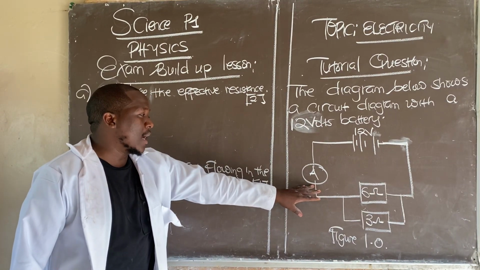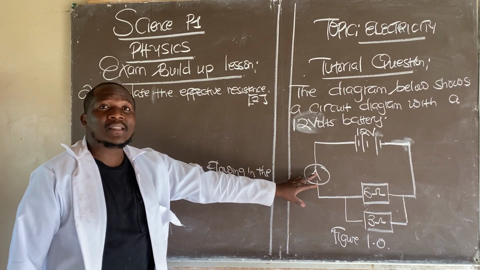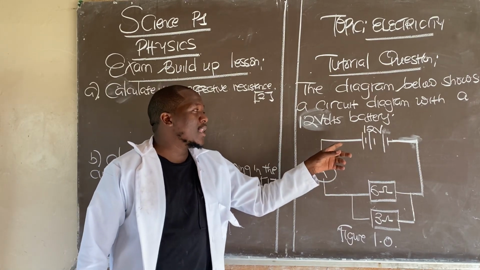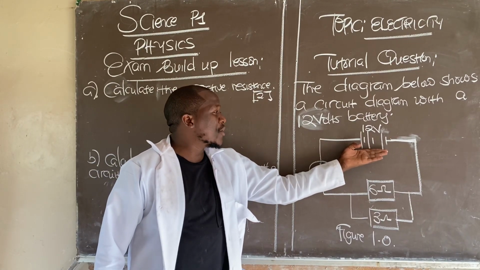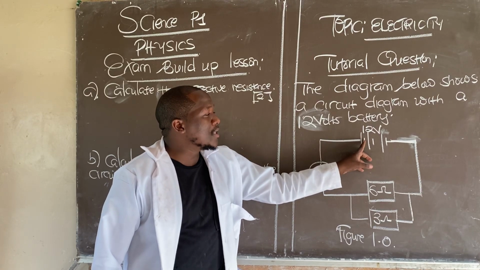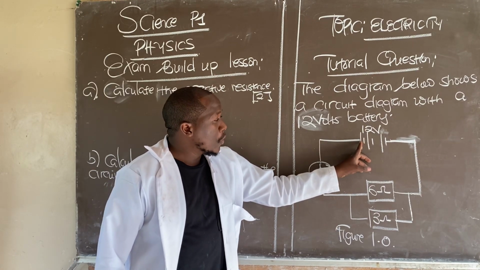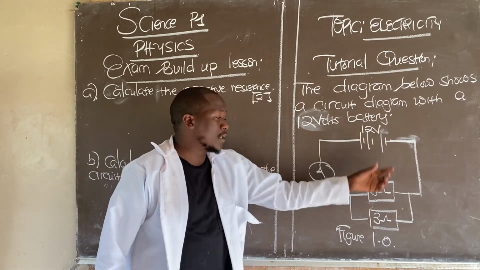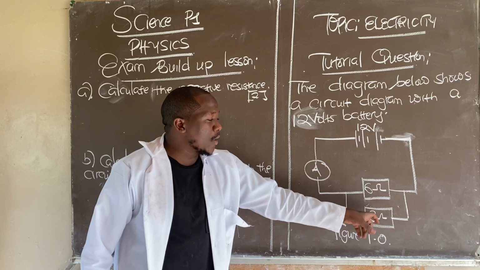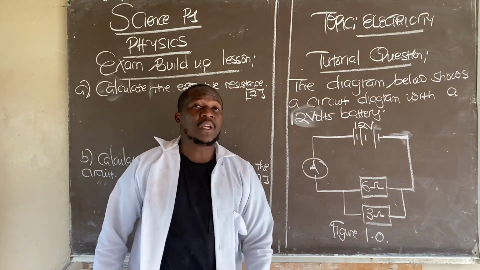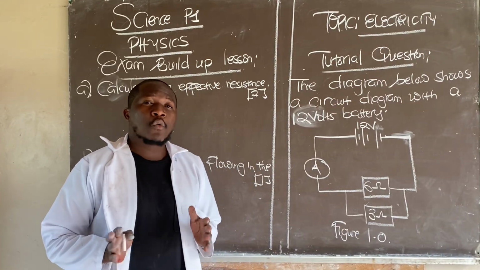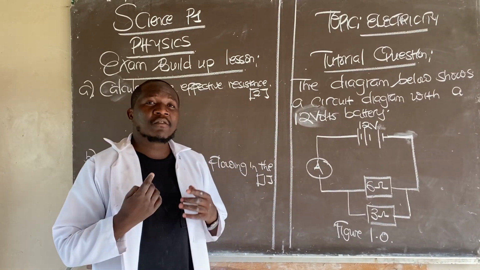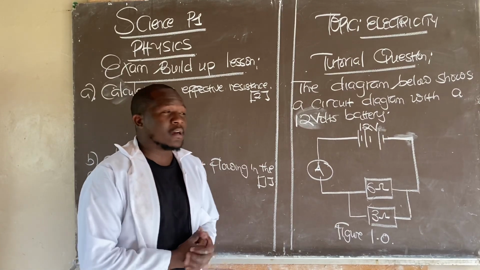This is a circuit diagram. This A implies it is an ammeter. An ammeter measures the flow of current in the circuit. This one is a battery, and each pair contains a cell. So we count a pair: 1, 2, 3, which makes up 12 volts. Then these that are expressed here are to be interpreted as resistors, which measure resistance. Resistance is the opposition to the flow of current in a circuit.